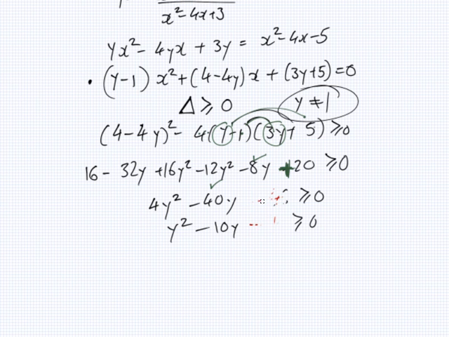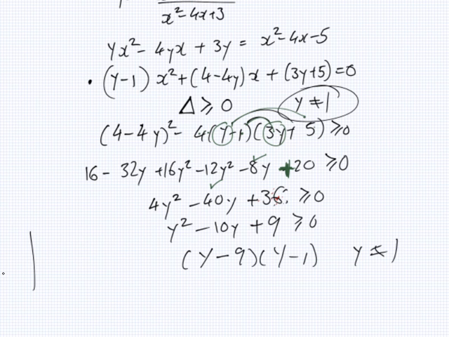Hold on. So, plus 36, plus 9. There we go. Oh, very easy to make mistakes. Very, very easy. Y minus 9, y minus 1, y does not equal 1.